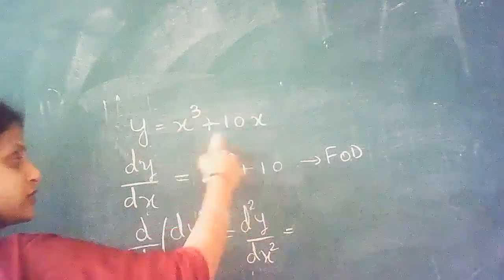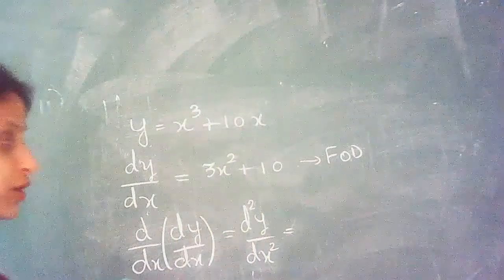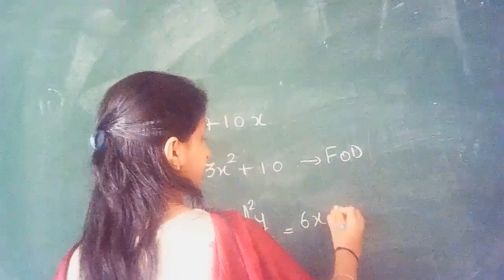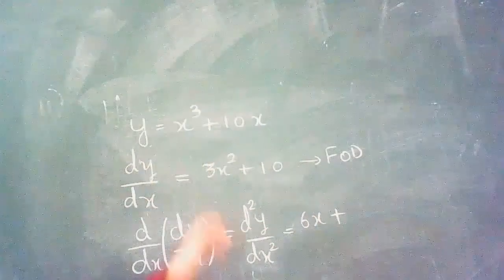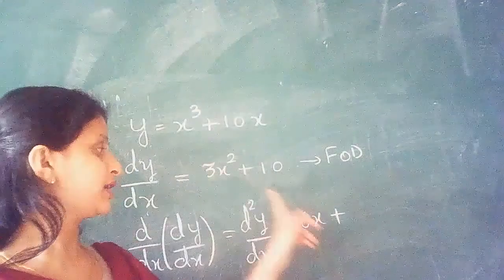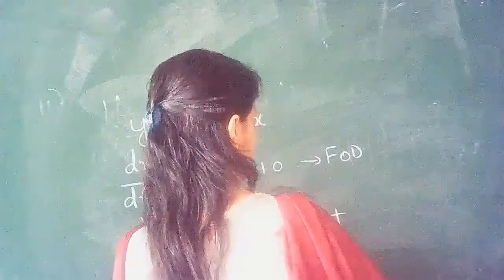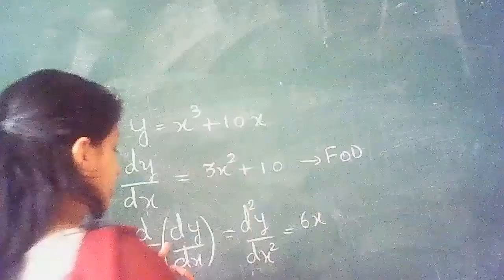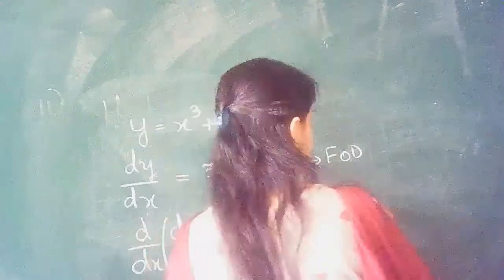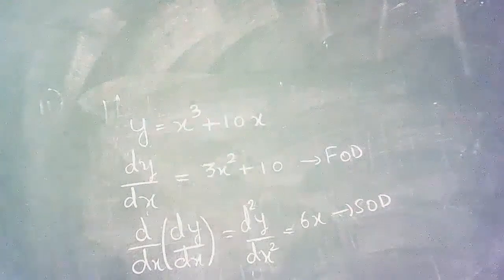Now if we differentiate this first order derivative, what we will get? We will get the second order derivative. So see here, students, differentiating 3x square. What do we get? We will get 6x. See, x square differentiation is 2x, and 2x into 3 is 6x. Plus differentiation of 10, of course, is 0. So what is d square y by dx square? It is nothing but 6x. And this is nothing but the second order derivative.